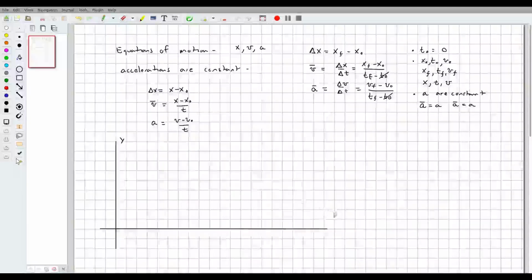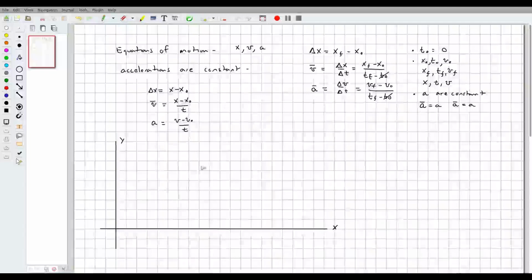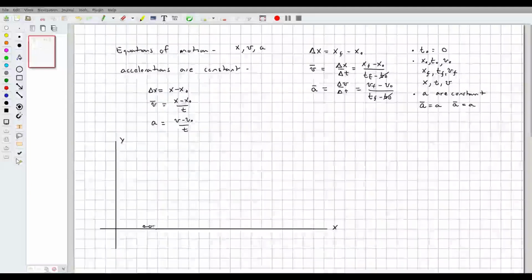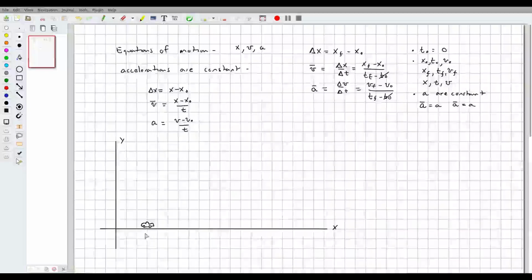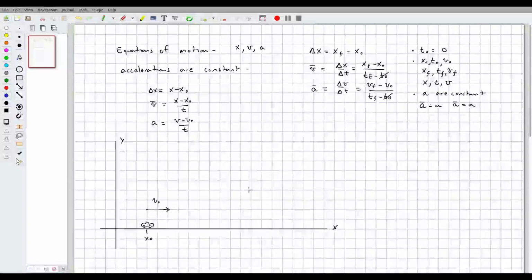This is y, this is x. Now, imagine a car that sits, we'll say, right about here. It has an initial position of x naught. Now, it's also, we'll say, moving to the right. It has an initial velocity of v naught.